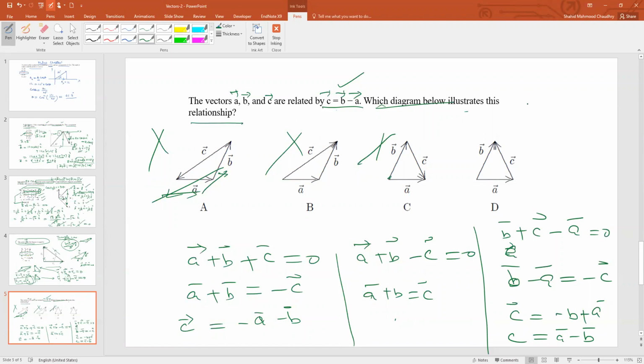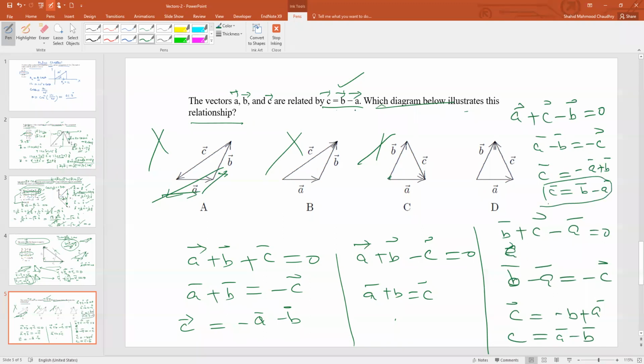Yes, doctor. Okay. Now we have the last option. What is the last option? A plus C minus B equal to 0. So A minus B is equal to minus C. I put this C on the side. So you want to make C. So this will be minus A plus B. So minus A plus B, you can write B minus A, and this is equal to C. So this is the correct answer. So it means this is correct.